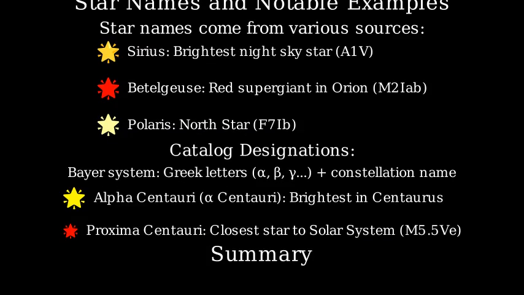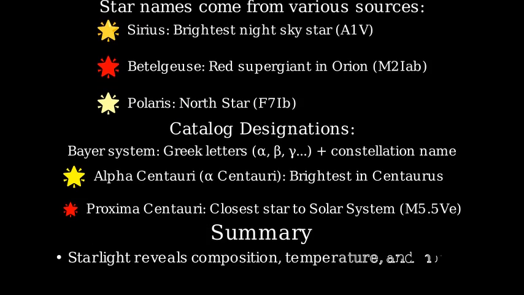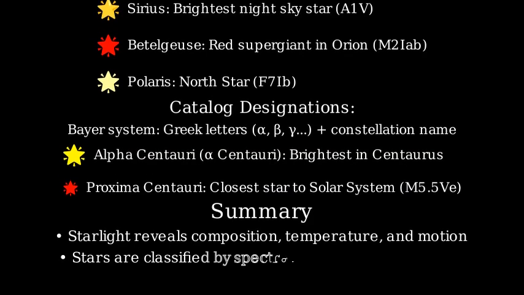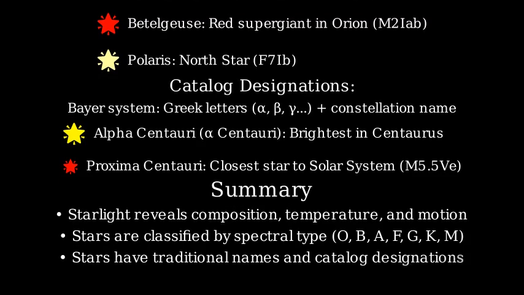To summarize what we've learned, starlight carries vast amounts of information about a star's properties. Through spectroscopy, we can determine a star's composition, temperature, and motion. Stars are classified by their spectral types and positioned on the HR diagram based on their luminosity and temperature. And finally, stars have both traditional names and catalog designations that help astronomers identify and study them.